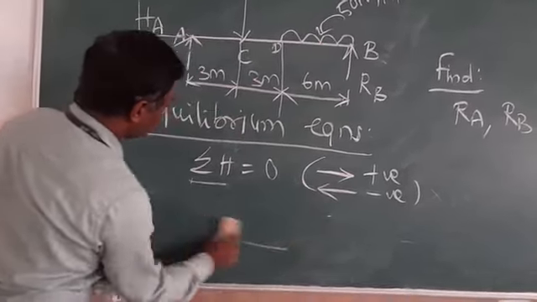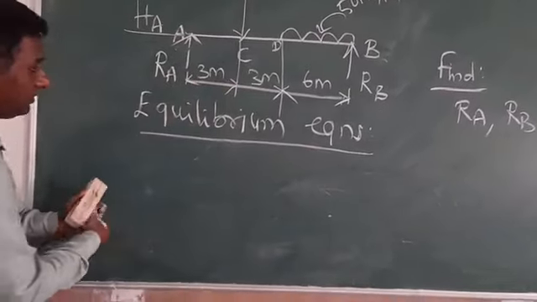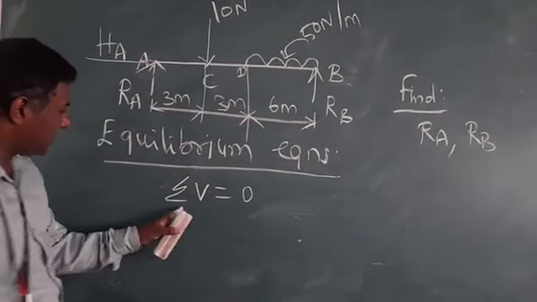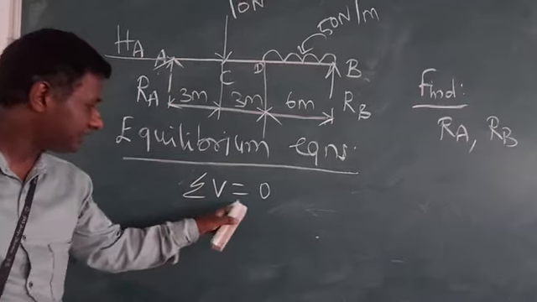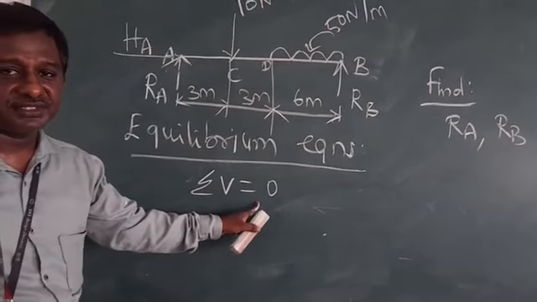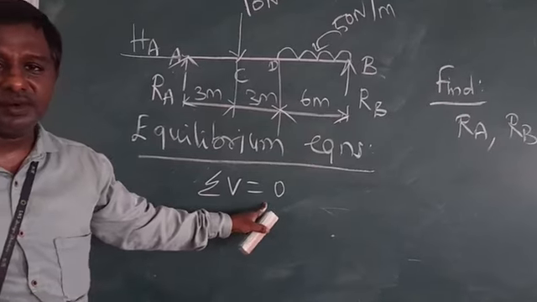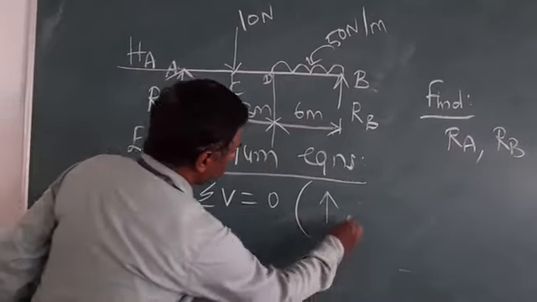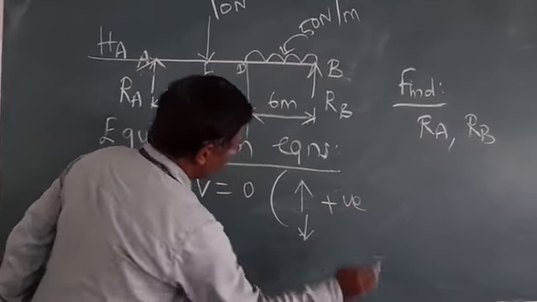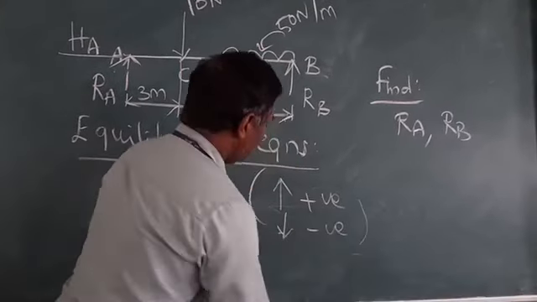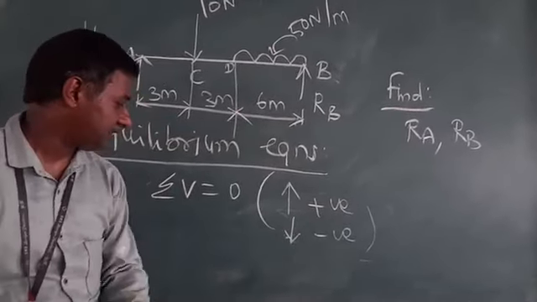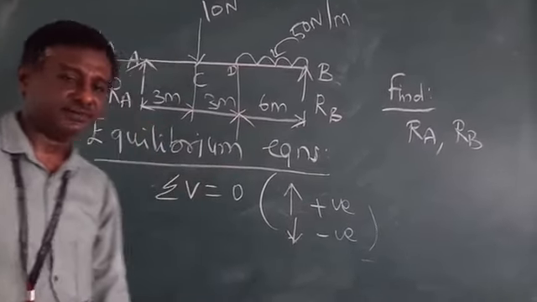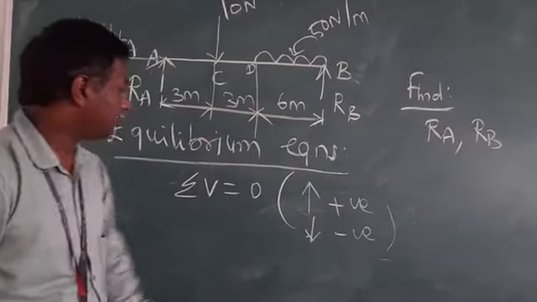For that, another equation: sigma V is equal to 0. It is nothing but the algebraic sum of all vertical forces is equal to 0. So what sign convention should we take, which is positive and which is negative? It is also our own sign convention. Here towards upward is taken as positive and towards downward is taken as negative. You may take your own sign convention, for example downward as positive and upward as negative. Whichever way you can take.